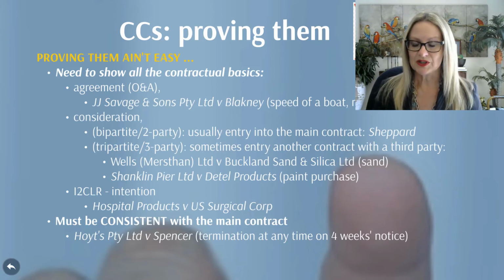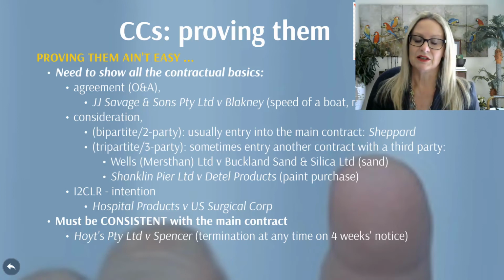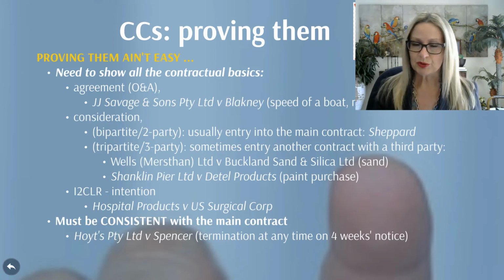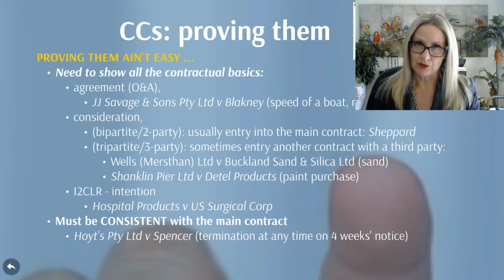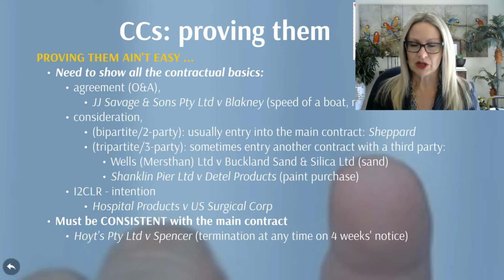So in the Hospital Products and US Surgical case, where we were talking about the parol evidence rule, that was the case that involved the distributorship arrangement between the Australian distributor and the US Surgical company. That representation that they would only be distributing US Surgical's products and nobody else's products was held to be a term of the contract between the parties. It operated as a collateral contract. And the intent there obviously was that that representation was going to be contractually binding.